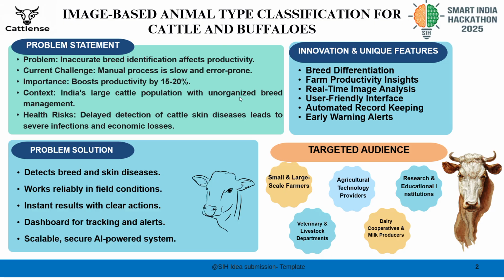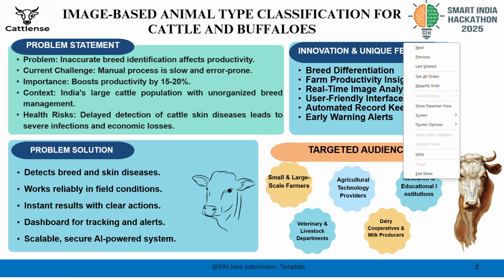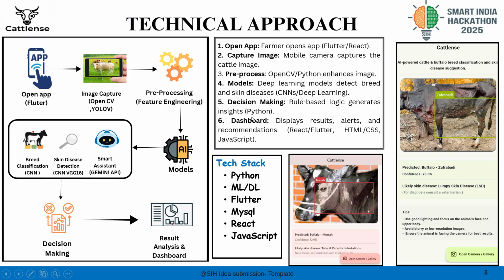So let's now move on to the working prototype and technical approach of our project. Cattlense leverages advanced deep learning as well as computer vision technologies. We have used image processing, breed classification using CNN, and disease detection also using CNN with VGGNet and MobileNet. We have also used data analytics, which tracks growth, milk yield, and health trends for each animal.